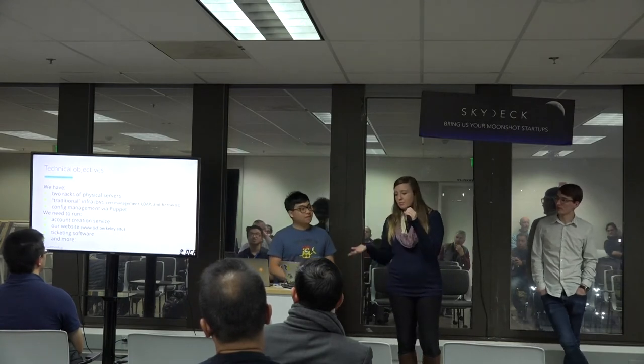Cool, so technical objectives. What sort of infra do we have? We have a couple of physical servers in a server room in the basement of the MLK Student Center. We have a lot of traditional infra that we use for DNS, certificate management, LDAP, Kerberos, and we do config management using Puppet. We use all of these things to run various services such as account creation, our website, ticketing software, and a bunch of other miscellaneous things, including an internal jukebox that staff members will use when they're in the lab.